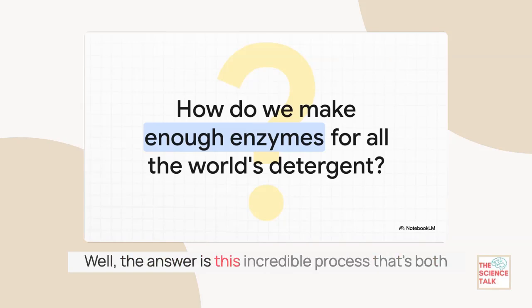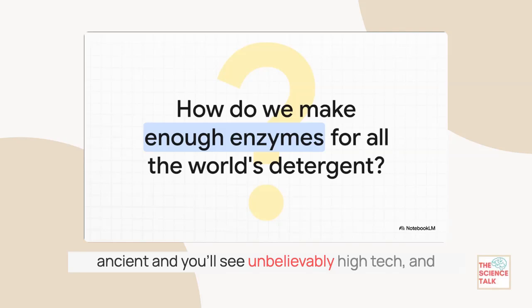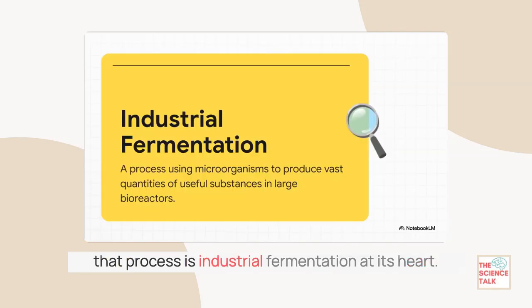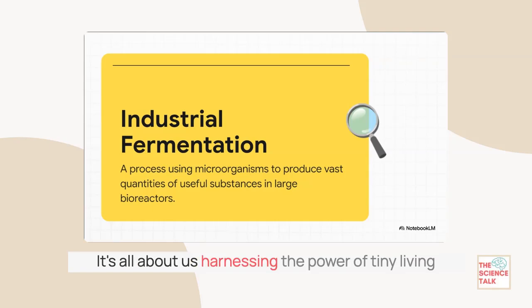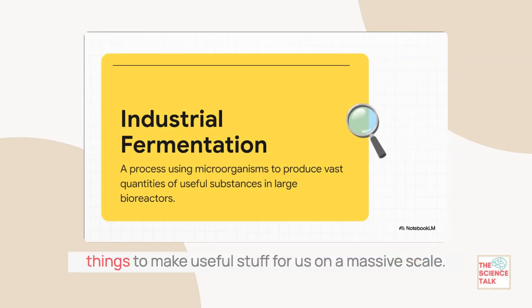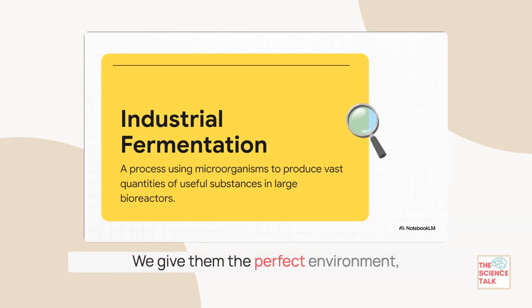Well, the answer is this incredible process that's both ancient and, you'll see, unbelievably high-tech. And that process is industrial fermentation. At its heart, it's all about us harnessing the power of tiny living things to make useful stuff for us on a massive scale. We give them the perfect environment, the perfect food, and they just get to work, creating everything from biofuels to life-saving medicines.